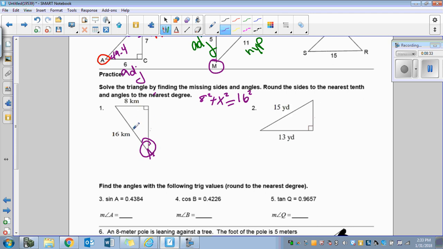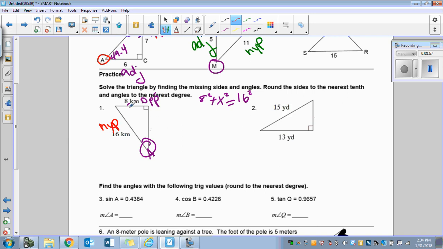And my second step is to label my sides I do have. So my opposite side is 8. This is OPP, opposite. And my hypotenuse is 16. So this is HYP, hypotenuse. The adjacent side, there's no number or variable, so I don't need it. We could put an X there, but we don't need that right now. So I'm going to use opposite and hypotenuse.